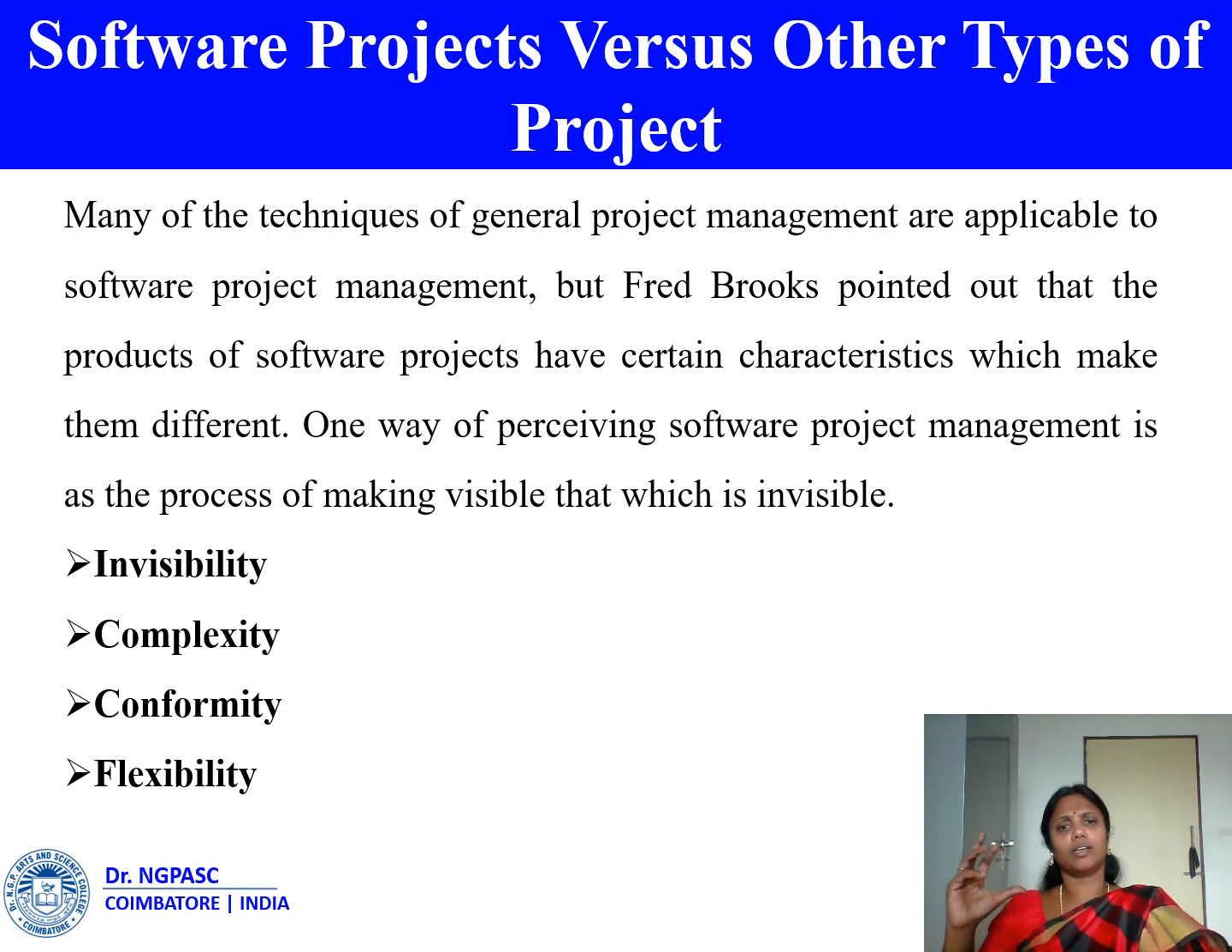So what types of projects do we have? There are so many software projects. What are software projects versus other types of projects? The major category falls in these four very important words: invisibility, complexity, conformity, and flexibility. If these characteristics are perceived in software project management, then it is the process of making visible that which is actually invisible. Software is visible, but actually it is invisible. You can execute the software, but you cannot touch and feel it.